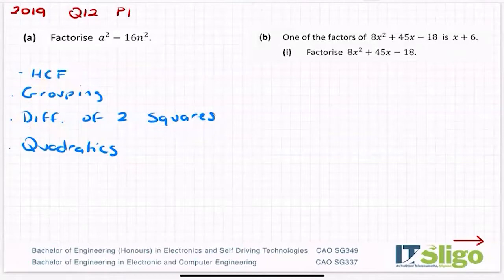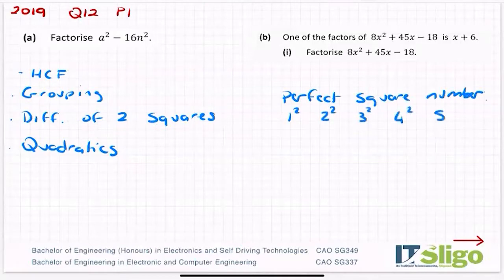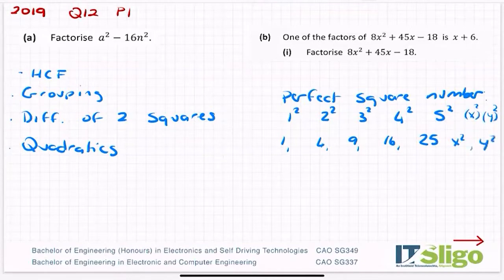So a couple of things here. This is the difference of 2 squares, so you're always looking for the minus in the middle. And then a perfect square number, okay? So a perfect square number is the following. It's the answer to 1 squared, 2 squared, 3 squared, 4 squared, 5 squared. So 1, 4, 9, 16, 25. They're my perfect square numbers, okay? And if I bring algebra into it, it would be x squared, y squared, a squared, okay? They are my perfect square numbers.